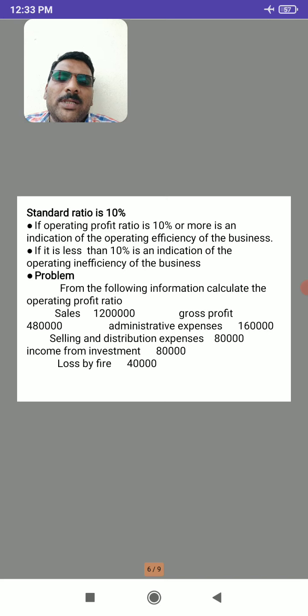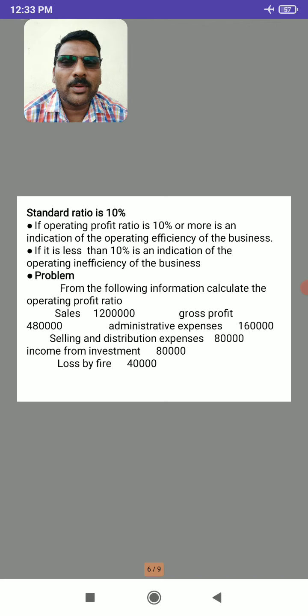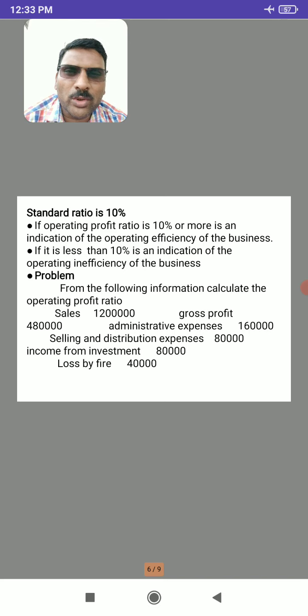From the following information, calculate the operating profit ratio. The given information is that sales is 12 lakh, gross profit is 4,80,000, administrative expenses are 1,60,000, selling and distribution expenses are 80,000, income from investment is 80,000, and loss by fire is 40,000. So many important things are given here. From this information we have to calculate the operating profit ratio. So we'll see how to calculate the operating profit ratio.